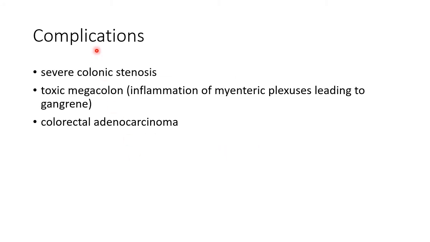Now let us see about the complications of ulcerative colitis. Severe colonic stenosis, toxic megacolon, which is inflammation of mesenteric plexuses leading to gangrene, and increased risk of colorectal adenocarcinoma are the various complications of ulcerative colitis.